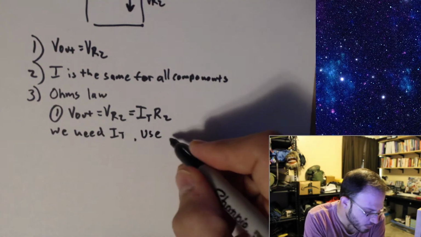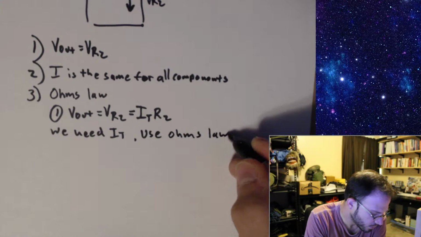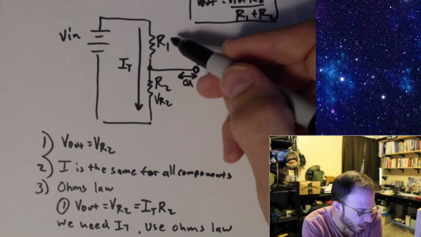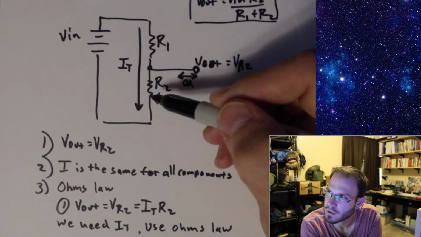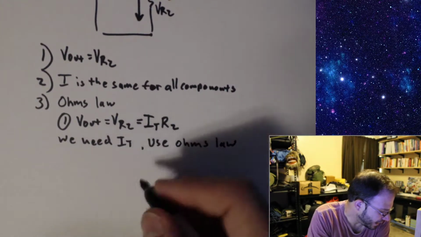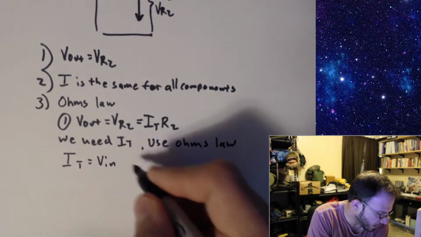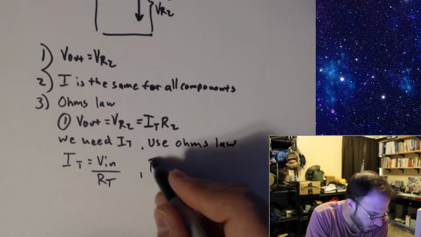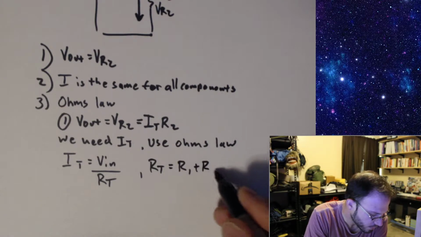So in this case, we can just use Ohm's law again. And we know that for this circuit, I can reduce it so that it is just one resistance equal to R1 and R2 in series. So I can say that IT is equal to the applied voltage divided by the total resistance, where the total resistance is just equal to R1 plus R2.